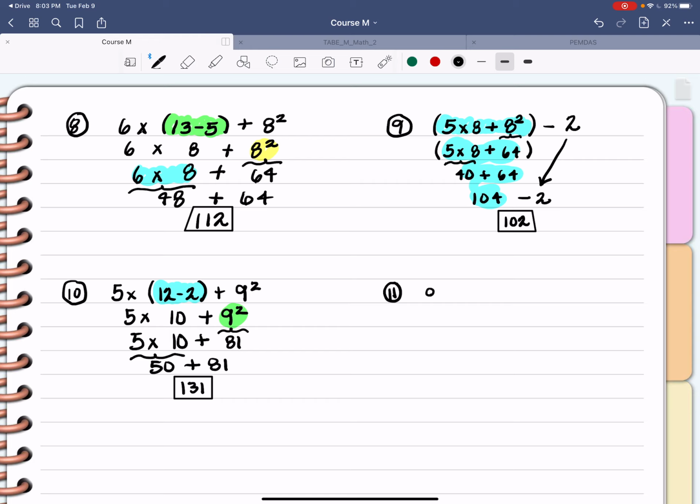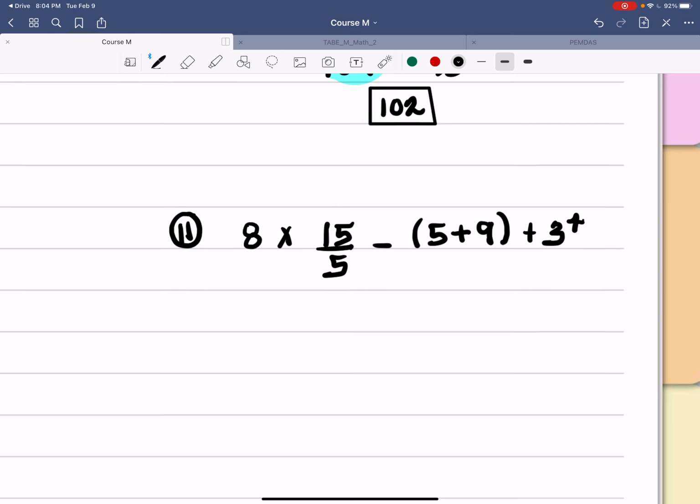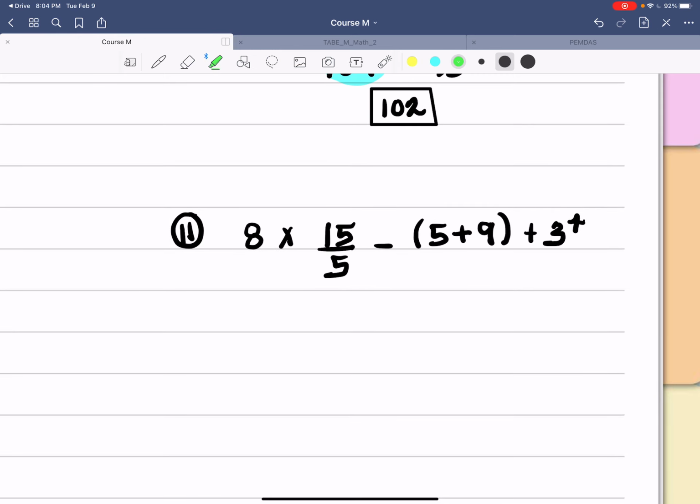Okay, on this one, I have 8 times 15 over 5 minus 5 plus 9 plus 3 to the 4th power. Don't panic on me here. We can do this. Parentheses have to come first. And 5 plus 9, that's 14. And then I copy. I know the 15 over 5 is ugly, but just copy it. It's nothing to be afraid of.